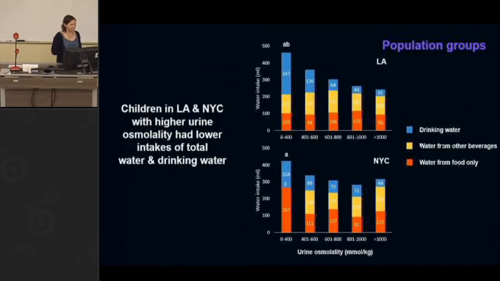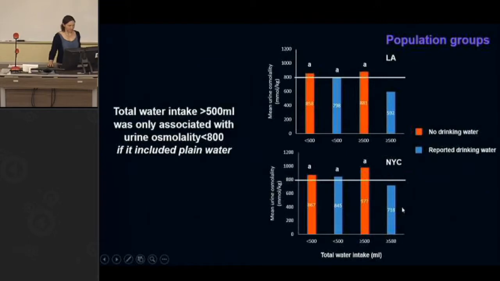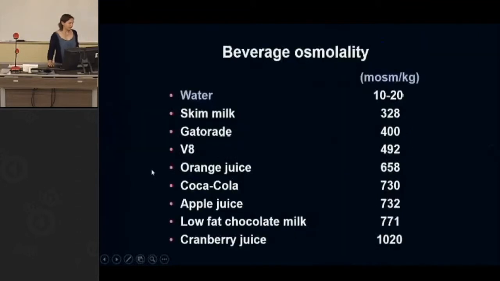So the higher your body weight, the lower the total water and the lower the drinking water intake. It's true, we think, in LA and New York. And if you stratify total water intake, it is only if they drink more than water, what they report, that you see the urine diluted. So if they told me they have a lot of orange juice and milk, even if it was more than 500 mL, they haven't yet diluted the urine. And this is not very surprising, because drinks at breakfast contain a skim, and it takes the body a little while to deal with it.